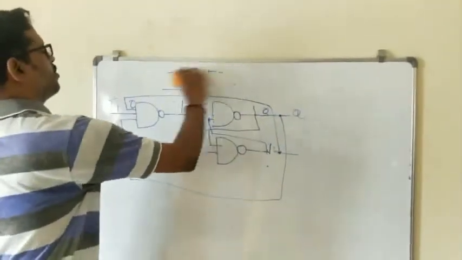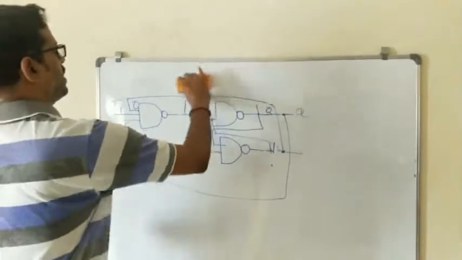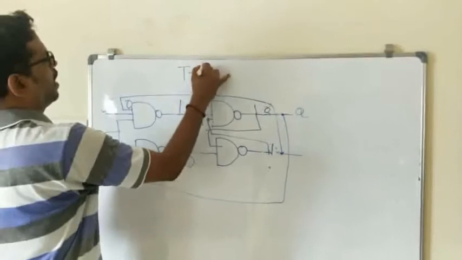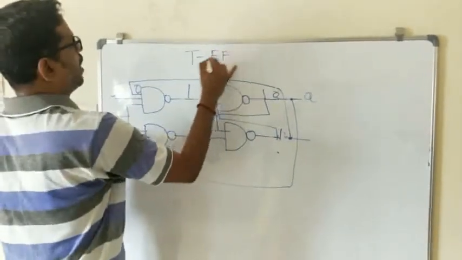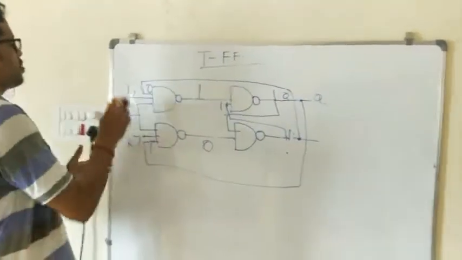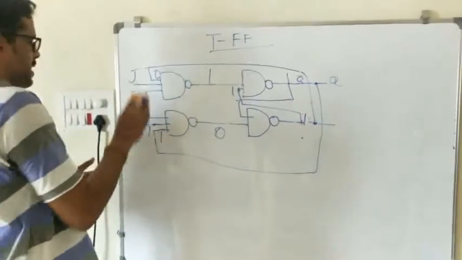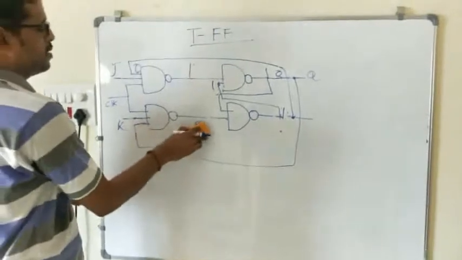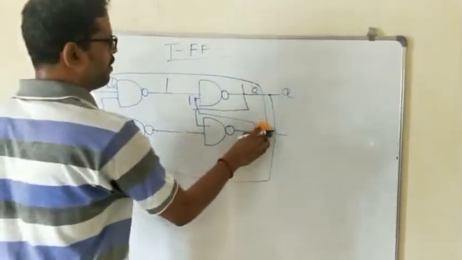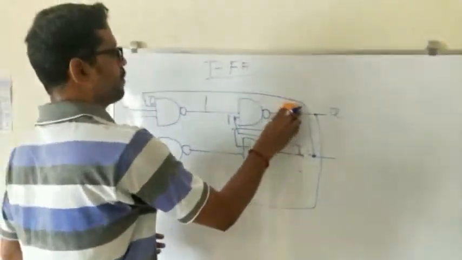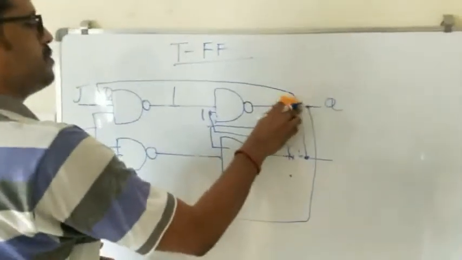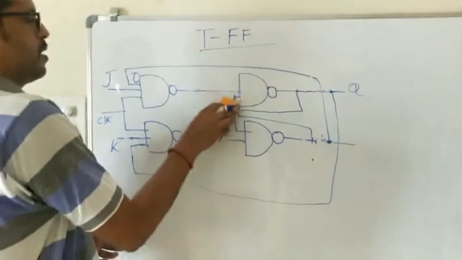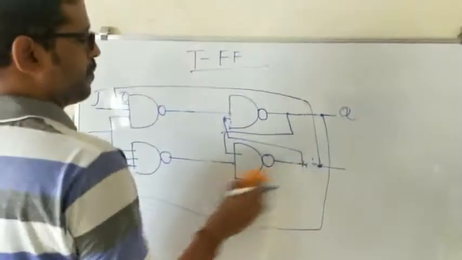Now we are going to see about T flip-flop, otherwise known as toggle flip-flop. Here also, it is based on JK flip-flop. We are going to make a minor change using JK flip-flop. That becomes our T flip-flop.